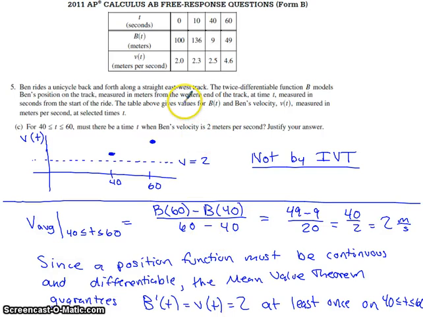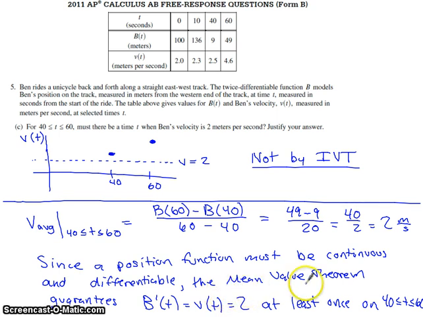So I realized that the derivative of position is velocity. So this value, velocity of 2, is actually a derivative or an instantaneous rate of change of position. So what I did was I found the average rate of change of position on the interval from 40 to 60. So I just did a slope calculation using the values from the table, and I ended up with 2 meters per second. So the slope of the line segment connecting 40, 9 and 60, 49 on the position graph is going to be equal to 2. Because of that, I can use the mean value theorem to say that there must be a time when my velocity is going to be equal to 2.